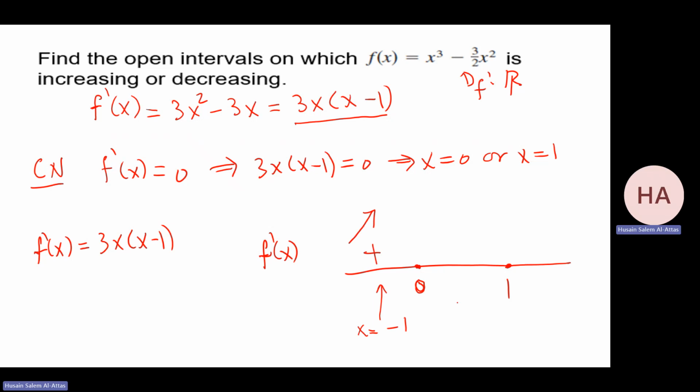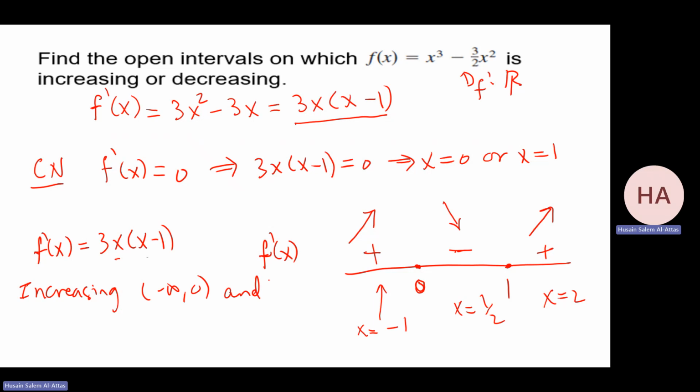Take a value here, for example x equals half. That will be positive, that will be negative, so that will be negative. That means it's decreasing. Take a value here, x equals 2, for example. Positive, positive, so that is positive. So it means it's increasing. So the function is increasing from minus infinity to 0 and from 1 to infinity. And it's decreasing from 0 to 1.